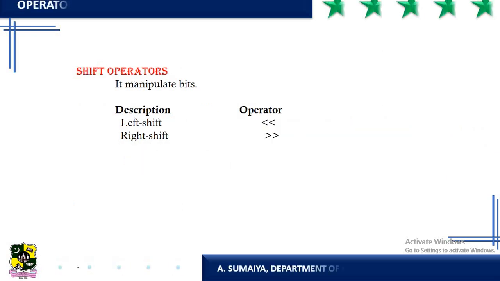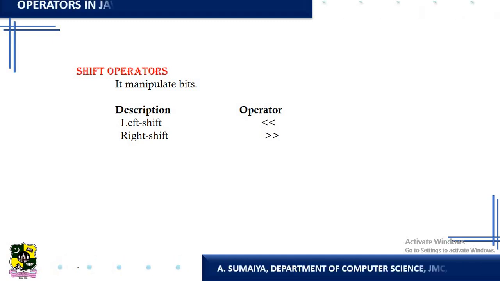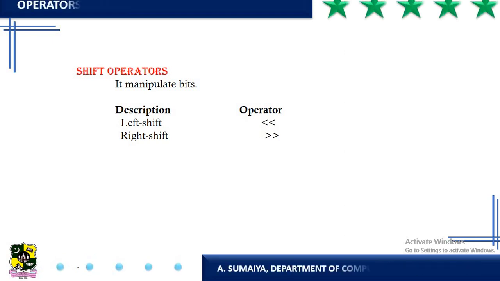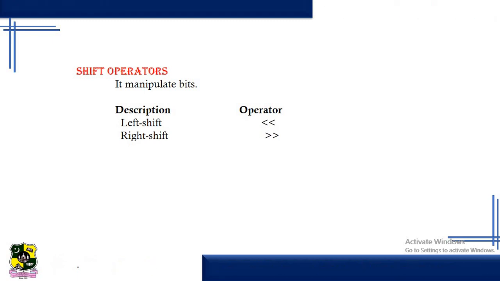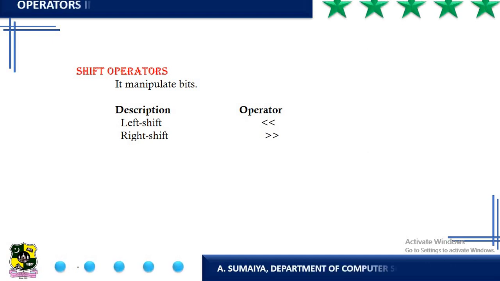Next one is shift operator. The shift operator manipulates the bits. This operator can be used only with primitive integral types. The left shift operator takes the operand to the left of the operator and produces a result shifted to the left by the number of bits specified after the operator. Example, inserting zeros at the lower order bits. Okay, zeros are shifted in at the lower order bits.